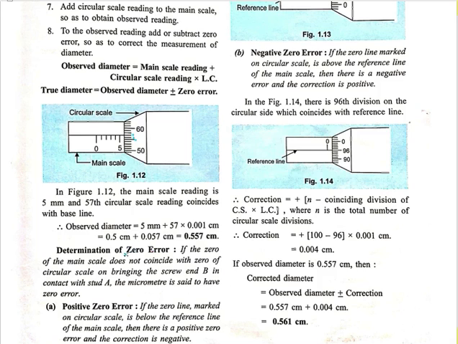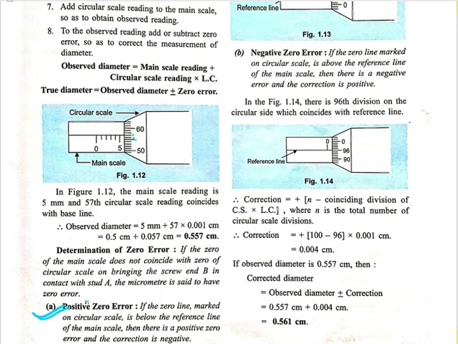Okay. So now, how to calculate the zero error. If the zero of the main scale does not coincide with the zero of the circular scale on bringing the screw and stud in contact with stand A, then the micrometer is said to have zero error. Similarly, positive zero error if the zero line marked on the circular scale is below the reference line of the main scale, and if it is above the main scale, then it will be said to be negative zero error.